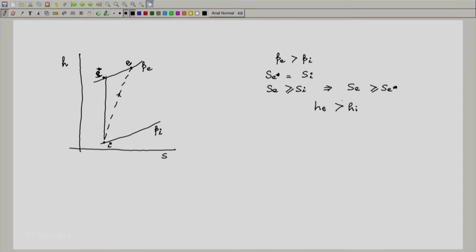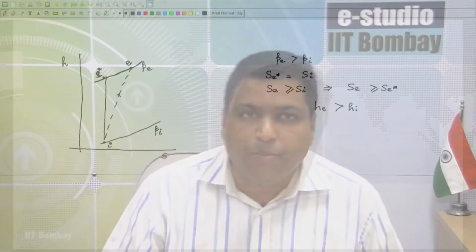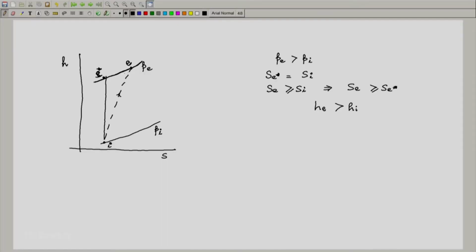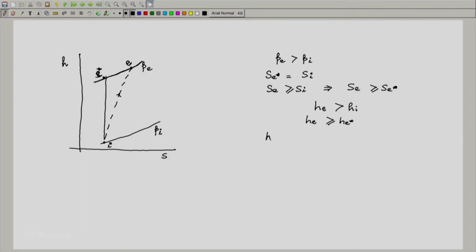What of course we can notice, because of the nature of the isobar which keeps on increasing, is that an increase in entropy implies that He actual is greater than or equal to He star. So, now if we look at the difference He minus Hi, because He is greater than He star, we will have He minus Hi is greater than or equal to He star minus Hi.